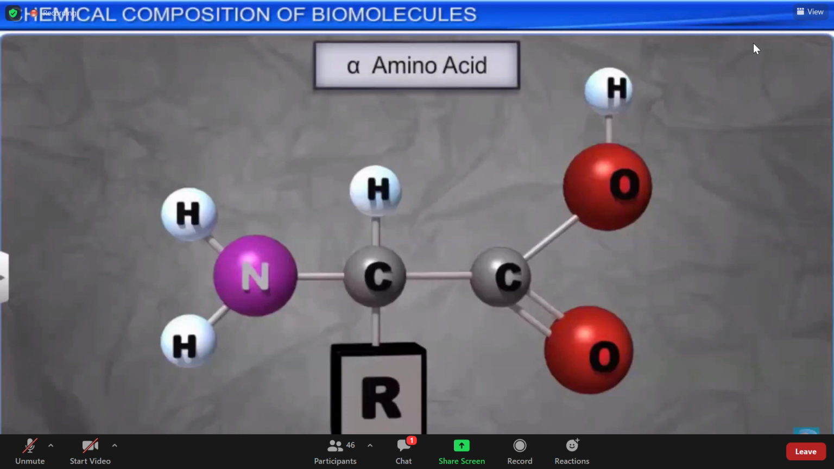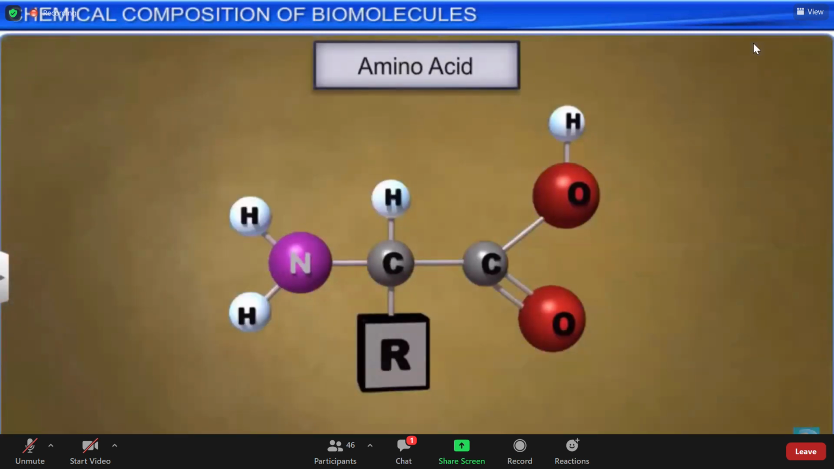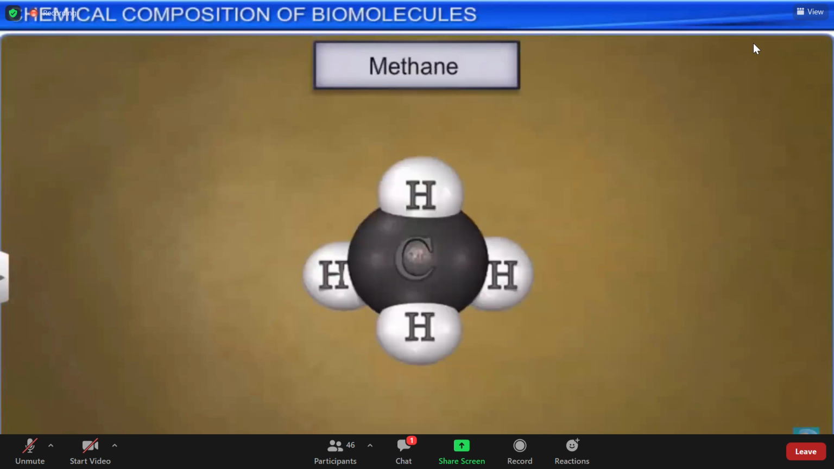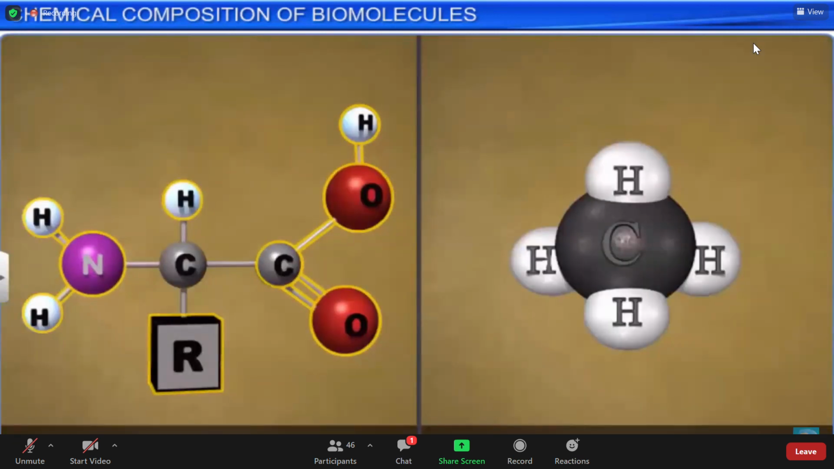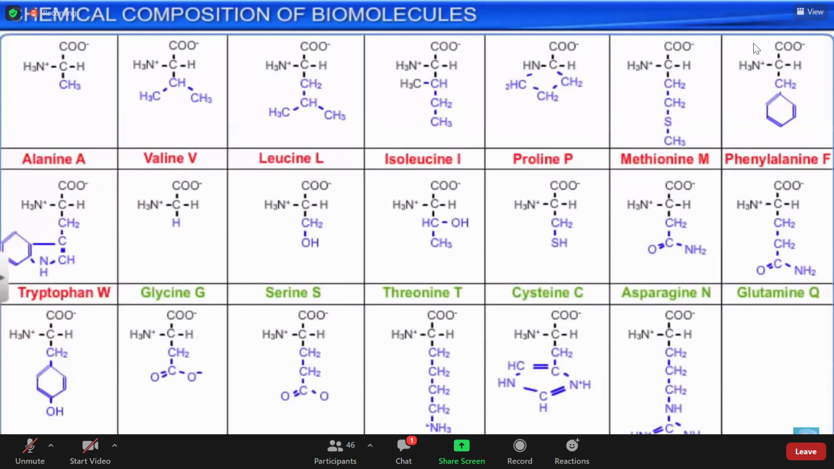Amino acids are substituted methanes. There are 4 substituent groups occupying the 4 valency positions. These groups are hydrogen, the carboxyl group, amino group, and a variable group also known as the R group. Based on the nature of the R group, there are many amino acids. However, there are 20 standard amino acids found in proteins.